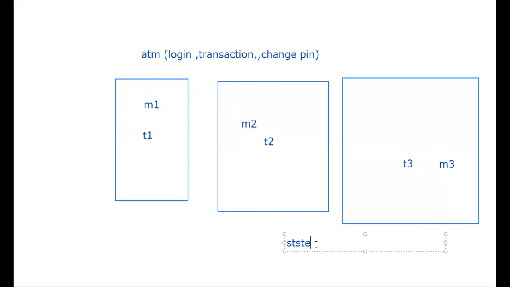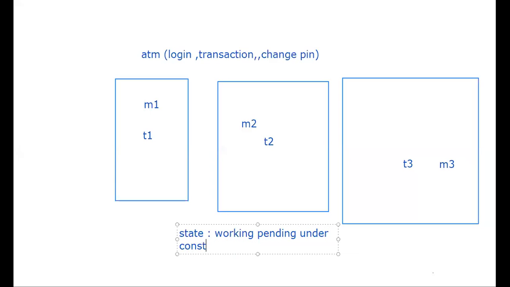So what do you mean by state? There may be states like working, there may be states like pending, there may be states like under construction. So these are the different states, guys, right? So our software may go through some states also.